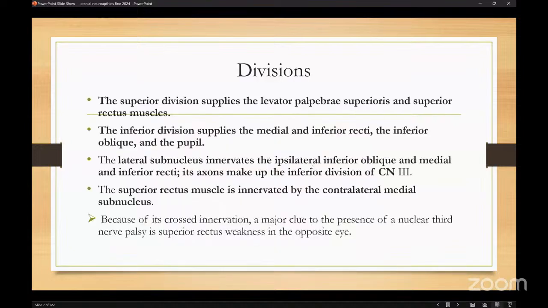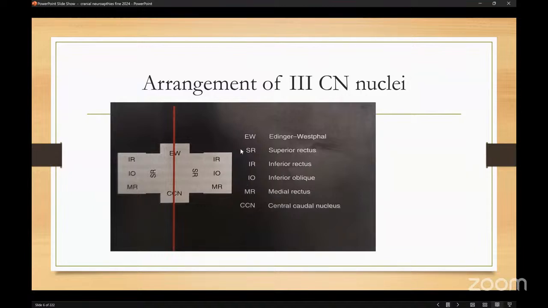So the third nerve has two divisions. The superior division supplies the levator palpebrae superioris and superior rectus muscle, and the inferior division supplies the rest: the medial rectus, inferior rectus, inferior oblique, and also the pupil. So pupillary fibers come from the inferior division, whereas the levator palpebrae superioris and superior rectus, these only two muscles, are supplied by the superior division.